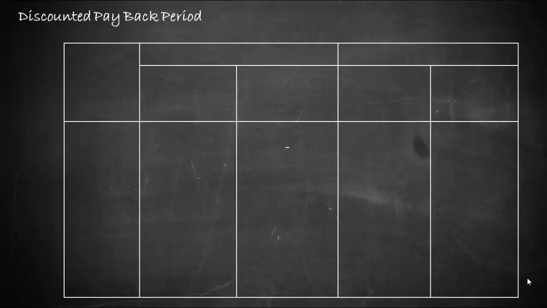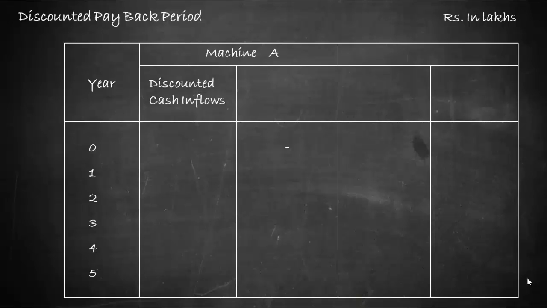So how are we going to find it? First, let's list out the years. Years start from 0 to 5, and let's work on mission A. Discounted cash flows we have already calculated in the NPV table. We are just going to lift and fit those values here. I mean, in year 0 it will be 5, and in the first year it is 0.87, what we have calculated in the previous working. So cumulative cash flow is also going to be 0.87.